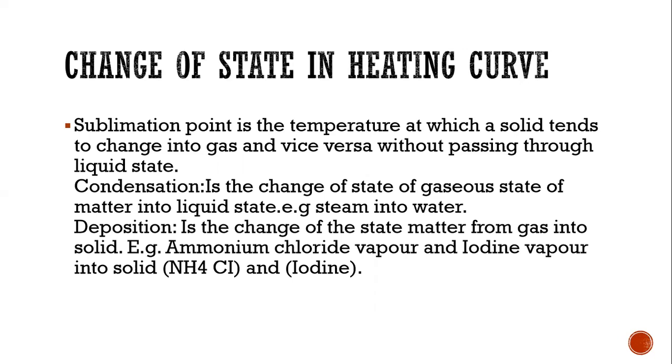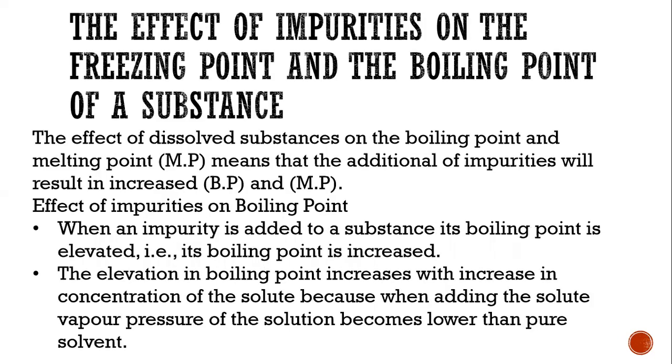Condensation is the change of state of matter from the gaseous state into the liquid state. Take an example, steam into water. Deposition is the change of state of matter from gas into solid. Take an example, ammonium chloride vapor and iodine vapor turning into solid ammonium chloride and iodine. So these are just the changes of state in the heating curve.